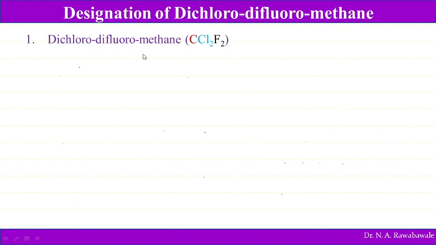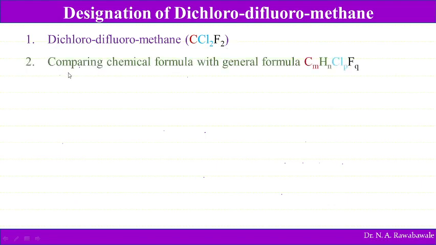Dichloro-difluoromethane is designated as a chemical compound CCl2F2. So for CCl2F2, we compare with the standard general formula. Comparing the chemical formula with the general formula, that is CmHnClpFq, what is the value of m, what is the value of n, what is the value of p, and what is the value of q? The number of carbon atoms here is 1, only 1.